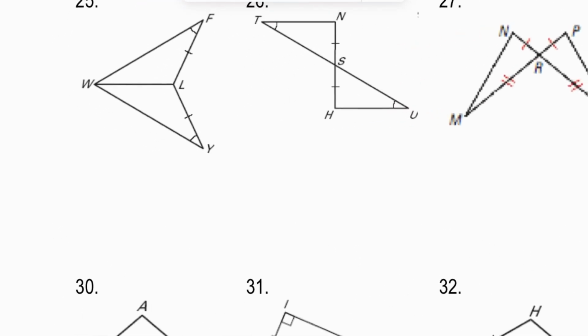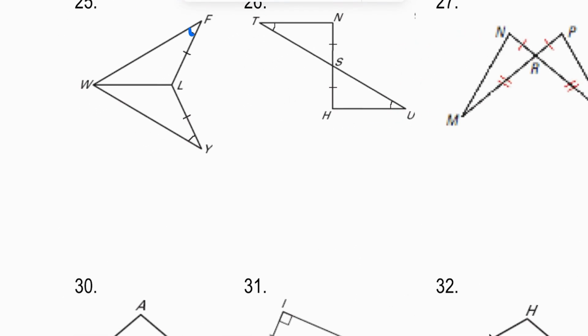So looking at 25, we have a congruent angle, we have a congruent side, and we could say we have another congruent side. So we would have angle, side, side, or side, side, angle. But that's not one of our postulates or theorems. So this is no because of side, side, angle.